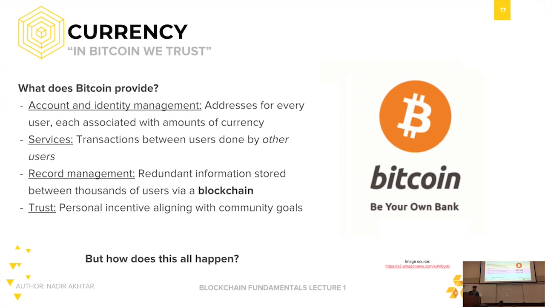And finally, trust. The trust comes from not trust in people, but trust in the protocol, trust in the math that makes Bitcoin work the way it does. You trust that all of the cryptography, computer science, and economics behind Bitcoin is legitimate enough that it will perform the way that you expect it to. And then, of course, the question is, how does this all actually happen?